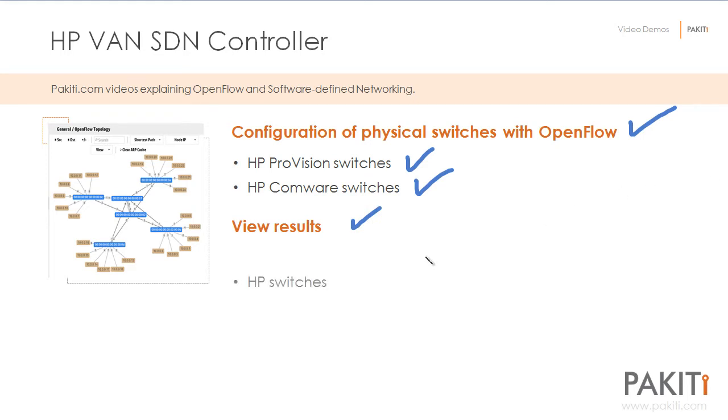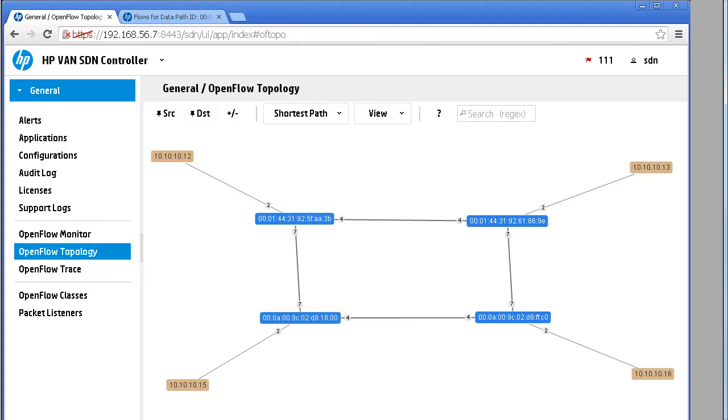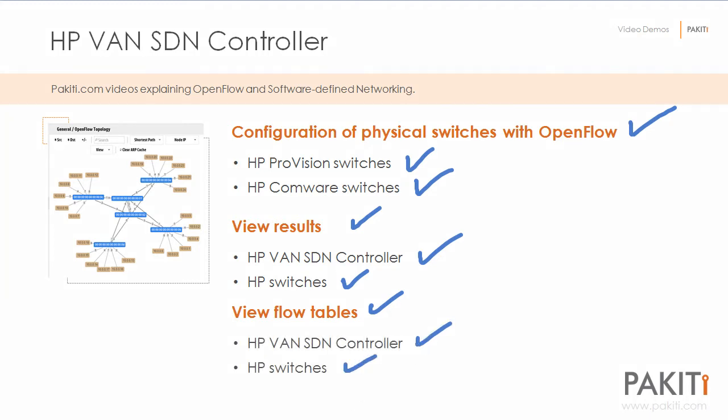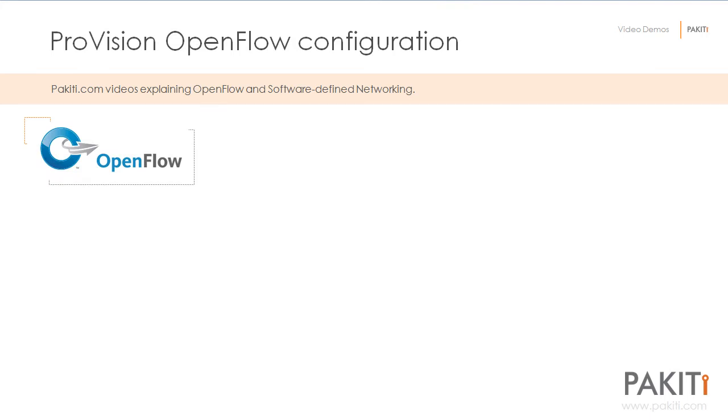So I'd like to show you some show commands on the HP switches, as well as the output on the HP VAN SDN controller. This is an example of what the topology looks like on the HP controller. The topology consists of 2 Comware switches and 2 ProVision switches, each having a Windows machine connected to them. I'll show you the output of the OpenFlow flow tables on the HP controller, as well as on the HP switches. To configure OpenFlow on an HP ProVision switch, do the following.